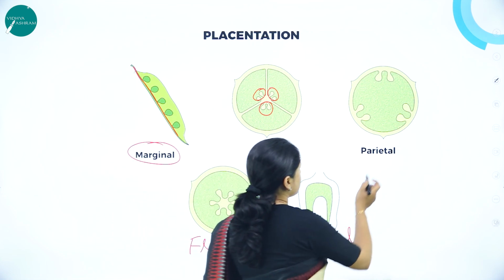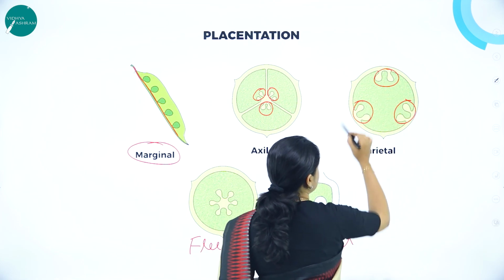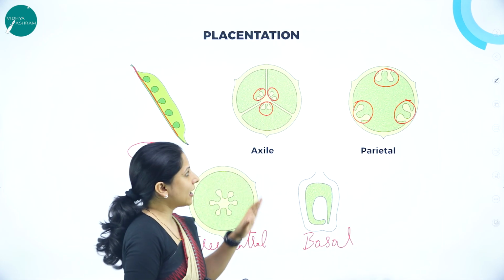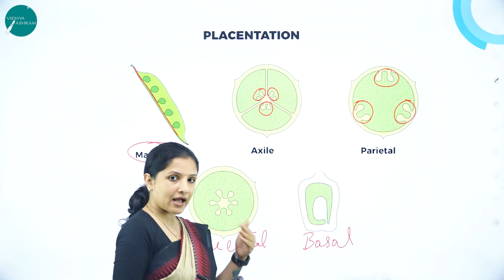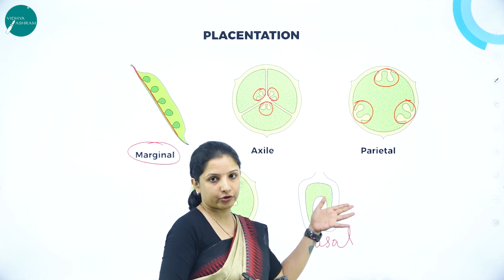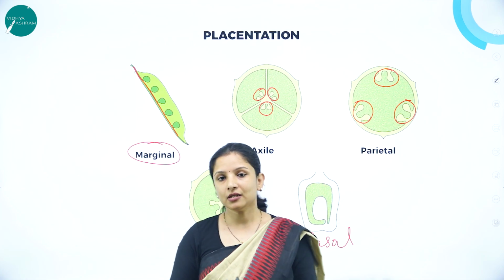Parietal placentation means the ovules are situated in the periphery, that is towards the side. And here no locules are there, but they have some locular structures, but it is not an actual locule. It looks like a locule, but they don't have the locule, and it is parietal placentation.